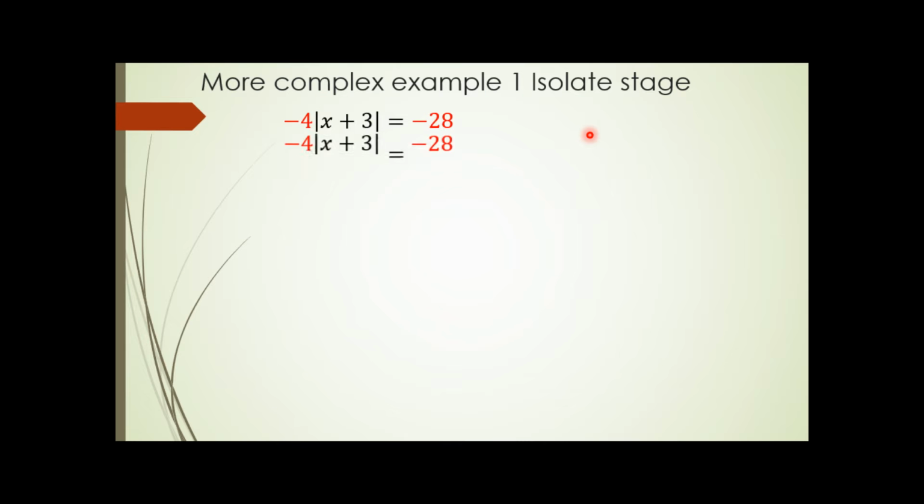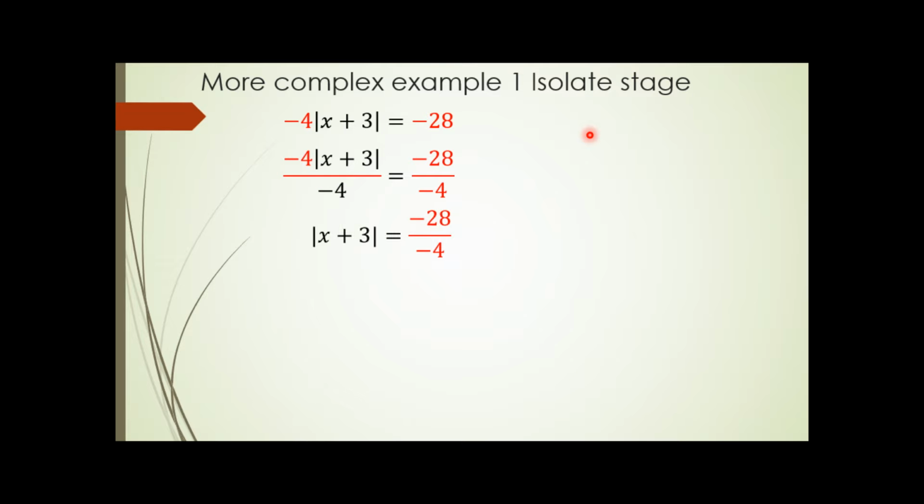That means we have to divide everything by that -4. So bring down the -4. And we'll see that, well, we can cancel first, -4 divided by -4. And then we're going to simplify. -28 divided by -4 gets us a 7. So notice that we have x plus 3 is equal to 7. We're isolated and positive, so we can have two solutions. So let's go and look at them.